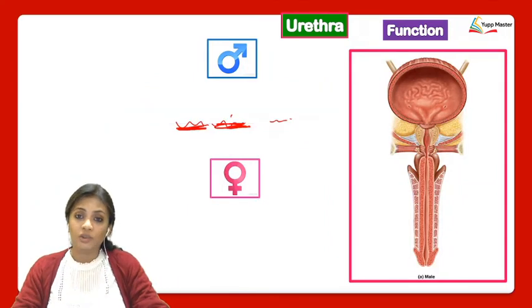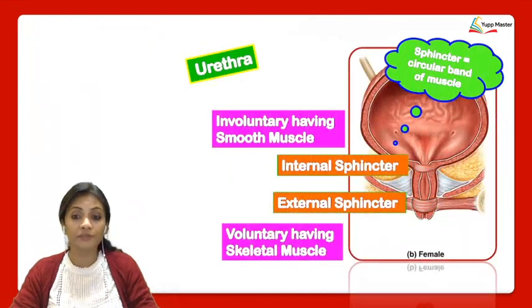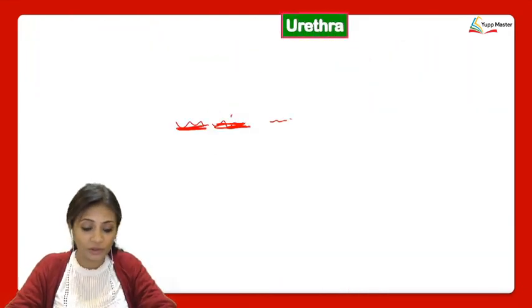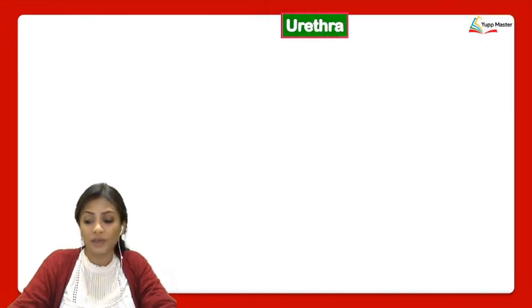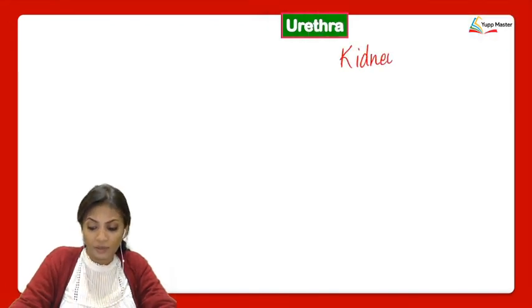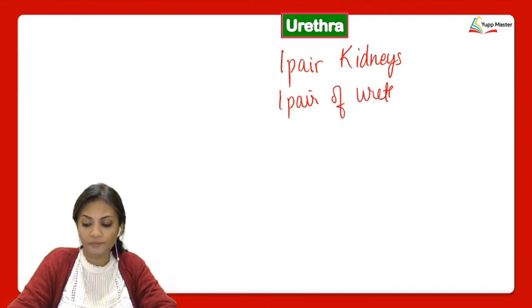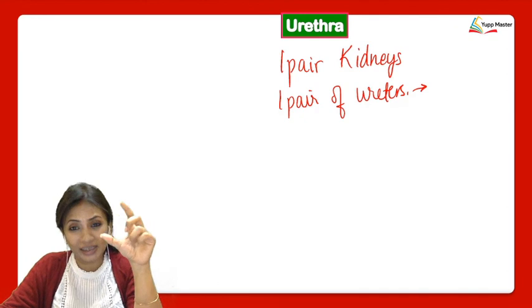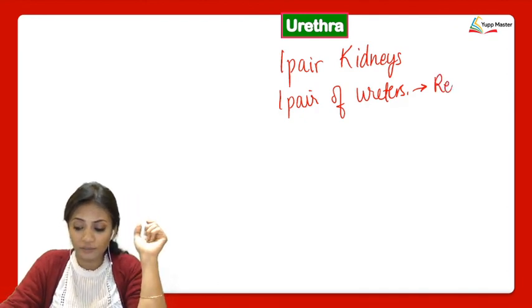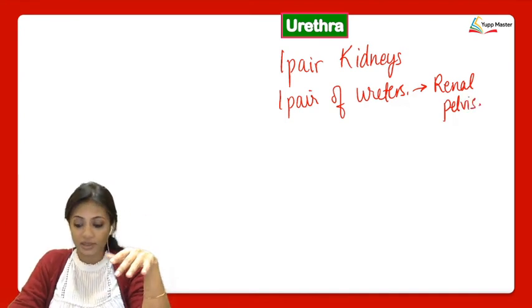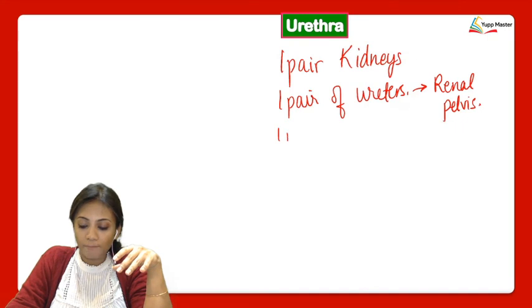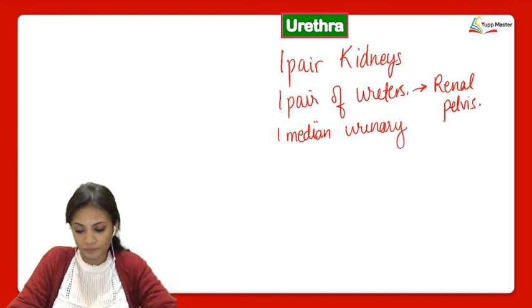So basically the whole excretory system, the different functions, the different organs that we learnt about. Do you remember the different organs of the excretory system? We learnt about the kidneys. There was a pair of kidneys. Then we saw that there is a pair of ureters. Do you remember the name of that upper dilated part of the ureters? It was called renal pelvis. After this, it enters into the one median urinary bladder.